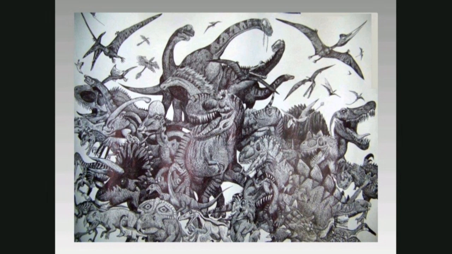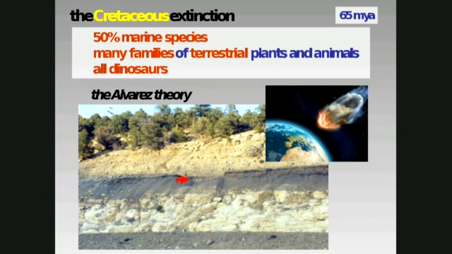And of course, the dinosaurs kicked everybody's butt, right? Because the dinosaurs were mean and bad, and they were reptiles, and they could live in these really sparse, dry conditions, and they were doing really well until the Cretaceous extinction. 65 million years ago, about half of marine species went extinct.